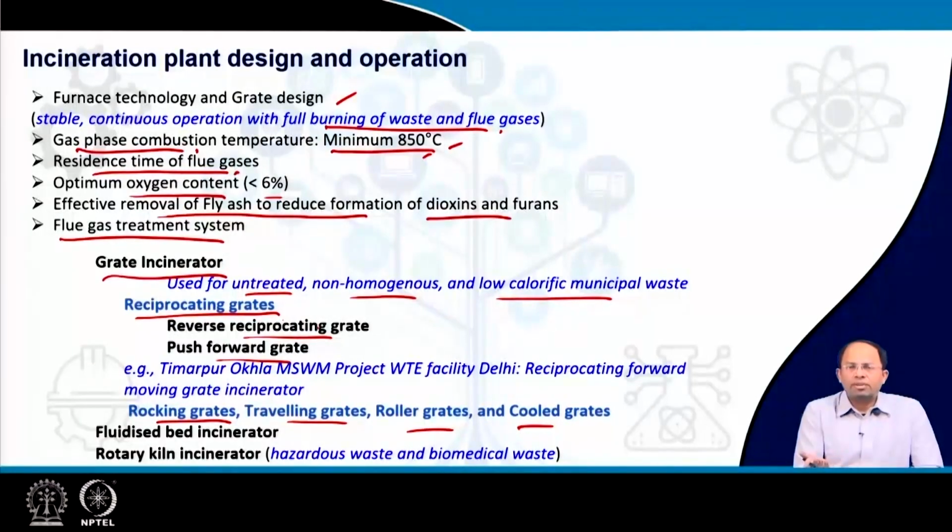Reciprocating grates means the trays are arranged in a reciprocating order, so that when one tray comes out, the other tray goes out, and then the second tray comes in. So it keeps on moving like that. One of the plants set up in Timarpur, Okhla, the MSW Municipal Solid Waste Management Project in Delhi, uses the reciprocating forward moving grate incinerator.